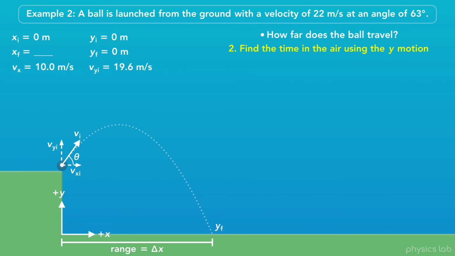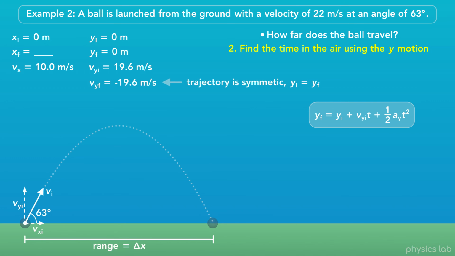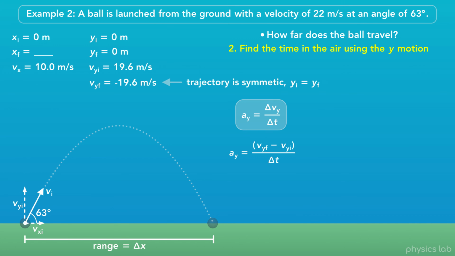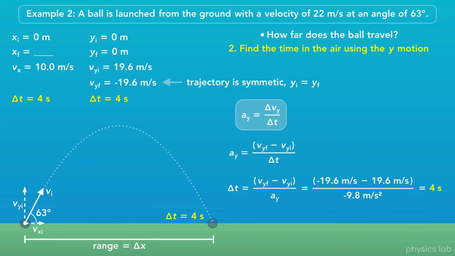If the initial and final heights are different, like if the object is launched off a cliff, we need to use this equation to find the time. But if the initial and final heights are the same, like in this example, the trajectory is symmetric, so we know the final y velocity. Then we can use this equation for acceleration. The change in the y velocity is the final y velocity minus the initial y velocity. We can rearrange the equation so time is on the left, then plug in the values for the velocities and the acceleration, and we get 4 seconds. That's the duration of the motion, the amount of time the ball is in the air.